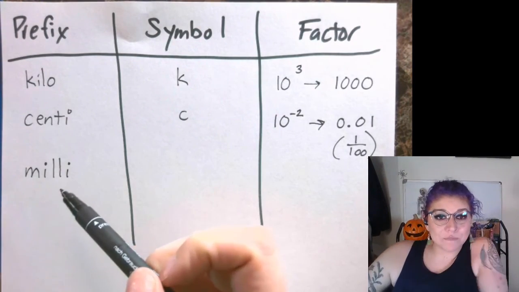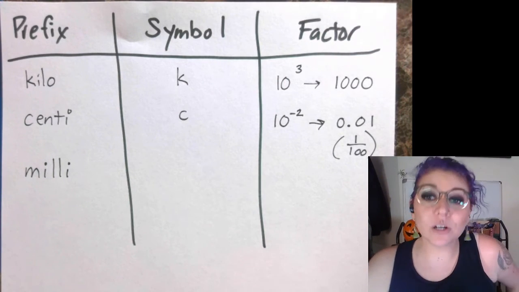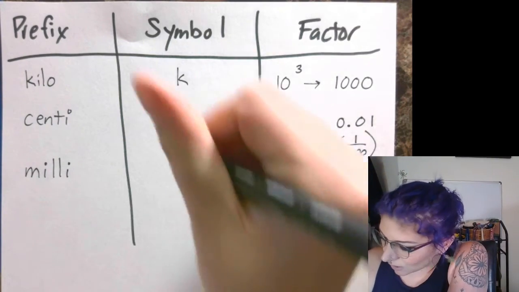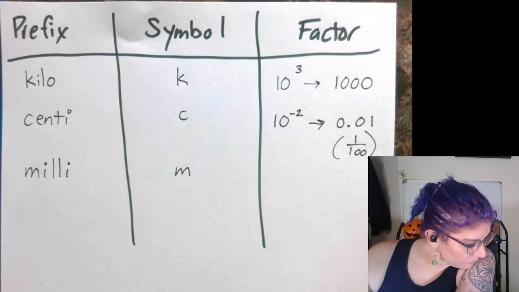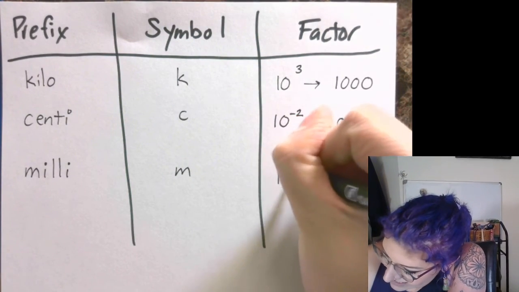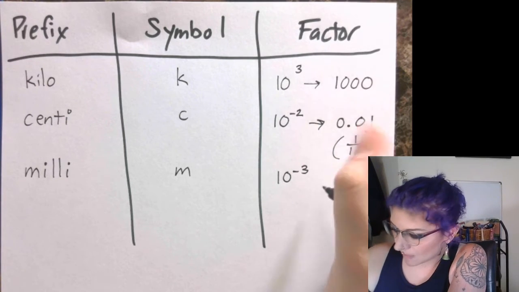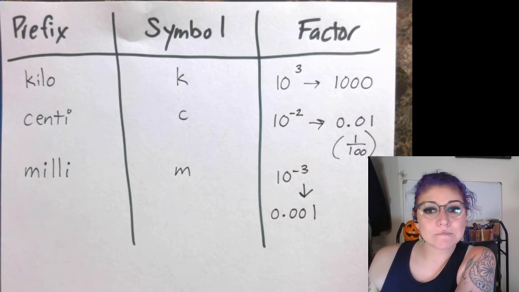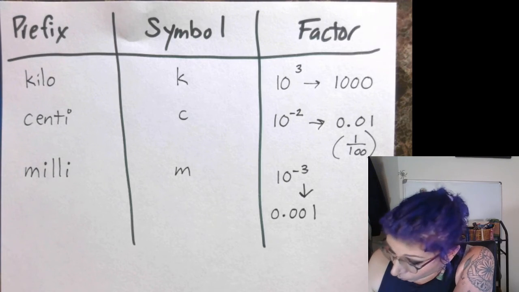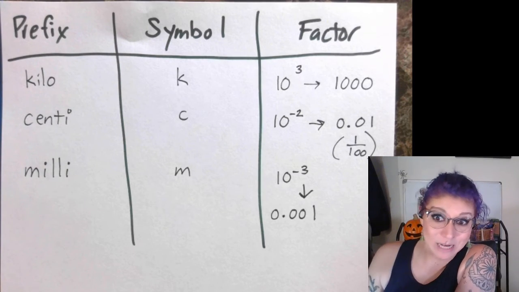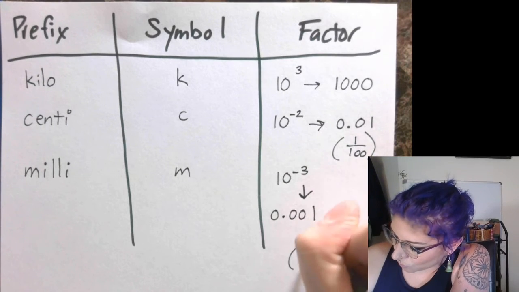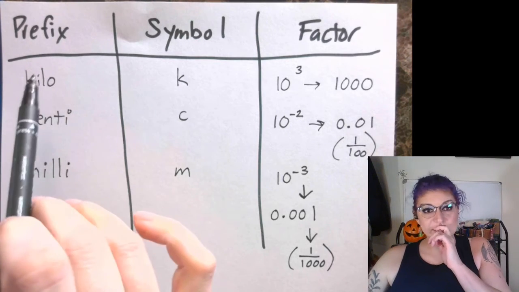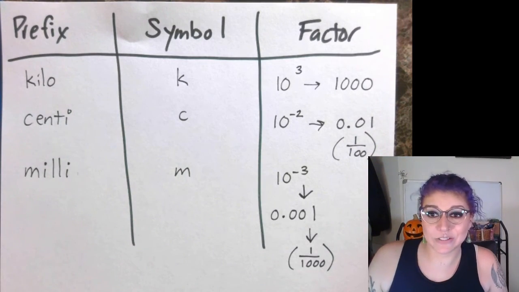The last one we need to know is milli. So you might have heard of millimeter, or even a millipede, like the little insecty thing. The symbol for milli is little m, and the factor for milli is 10 to the minus 3, which we can also think of as 0.001, or what makes more sense in my brain is to say this is 1 over 1,000. So again, kilo is for big stuff, centi and milli are for little stuff.